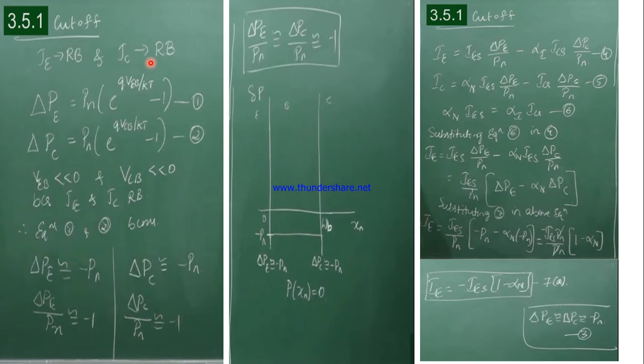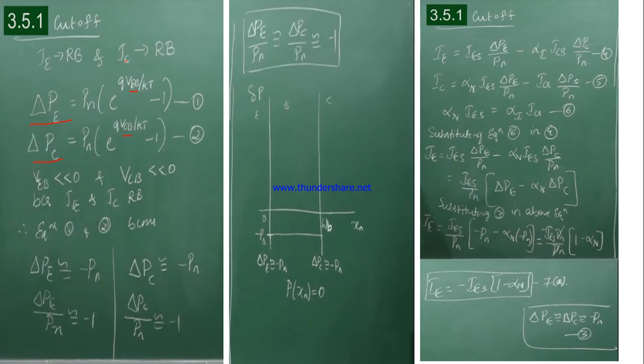Emitter junction is reverse bias and collector junction is also reverse biased, and delta PE, that is the excess hole concentration at the emitter junction, and delta PC, the excess hole concentration at the collector junction. This we studied in the previous case, the derivation of the coupled diode model. So this equation, that is from the diode equation, Pn into e power q VEB by kT minus 1, and e power q VCB by kT minus 1. So collector base junction, and this one with respect to the emitter base junction.